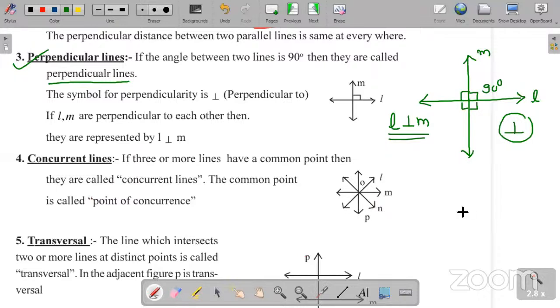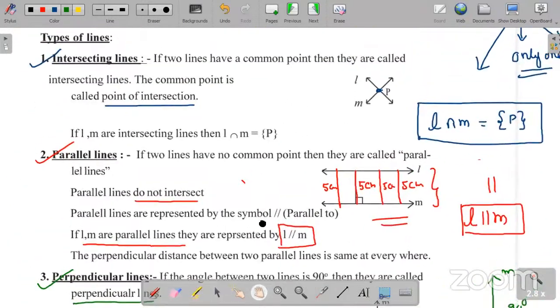Already we had a discussion. Through a unique point, one point, an infinite number of lines can be drawn like this. So L, M, N, P, they meet at one point. If three or more lines have a common point, then they are called concurrent lines. This is very important. If three or more lines intersect at a common point, that is called concurrent lines. The common point is called the point of concurrence.